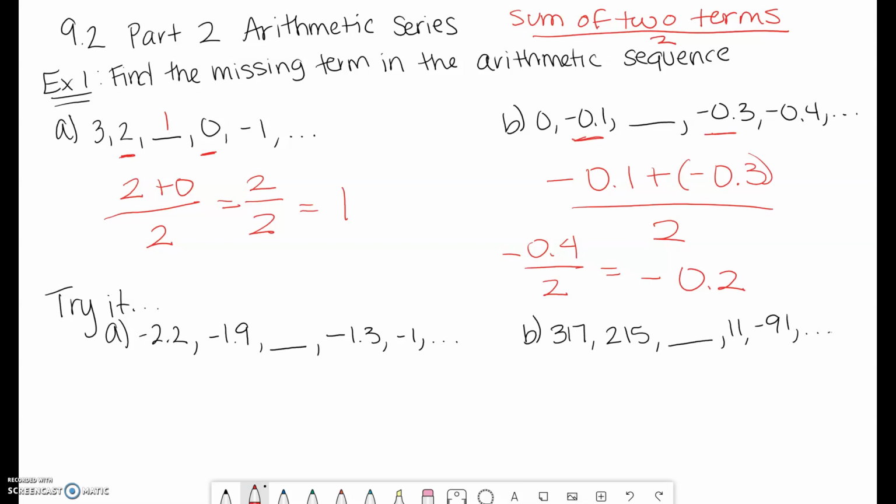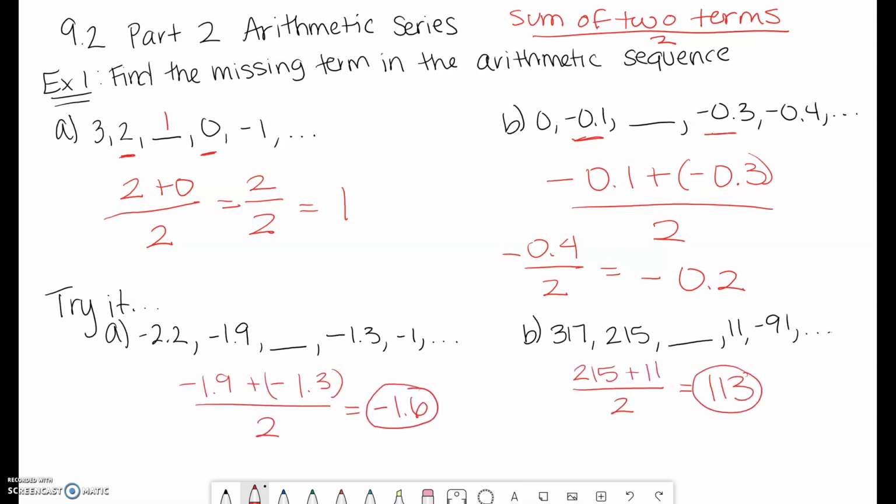Okay, so go ahead and pause the video and do the 2 try it problems here before watching me do them. Okay, so hopefully you gave those a shot. And then here is my work. So again, we take the previous and then the next term, add them together, divide by 2. So this one would get negative 1.6. And then here we do 215 plus 11 divided by 2.